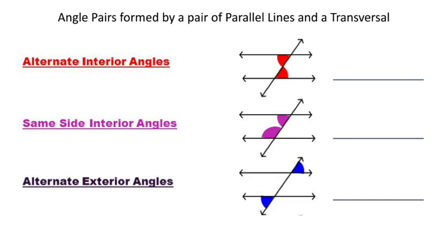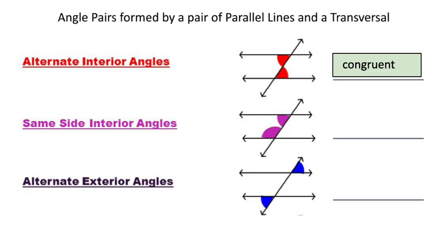In the first example, alternate interior angles. They are inside the parallel lines, thus interior angles. And they're on alternating sides of the transversal. One is high, one is low, one is on the left, one is on the right. Alternate interior angles are congruent.